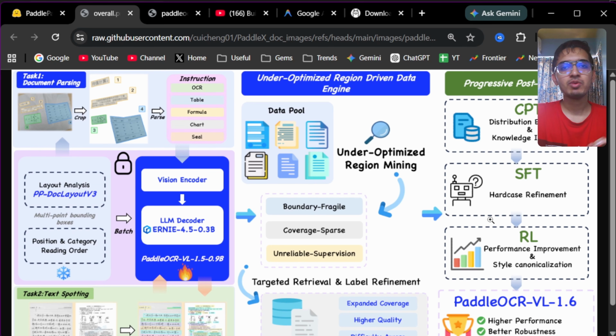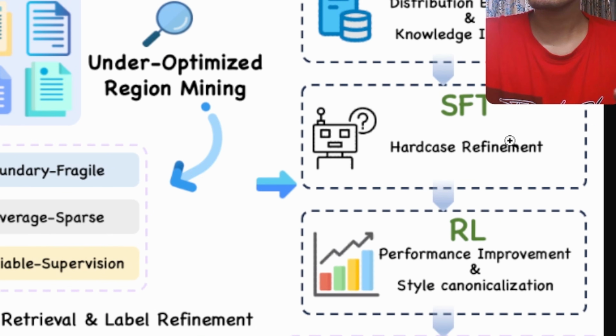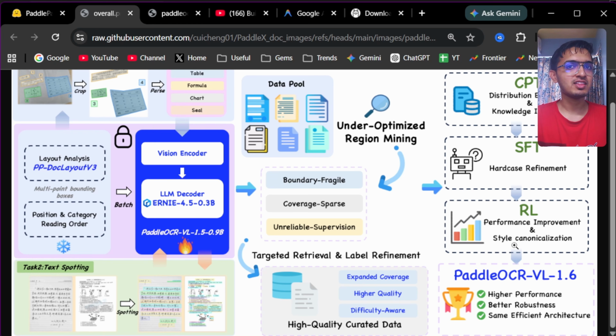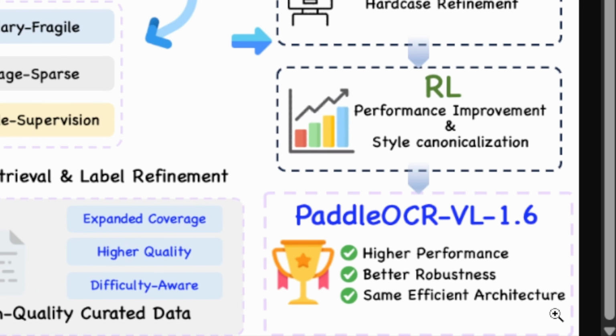Then once we have the labeled refined data, we move to the post-training stage where we do the distribution expansion, where we inject more knowledge into the model training data, and do the fine-tuning and reinforcement learning stages to refine the hard cases required from the model, and also improve the performance and the style of the model output. And with this kind of overall architecture, this new model achieves higher performance and better robustness while keeping the same efficient architecture as the earlier versions.